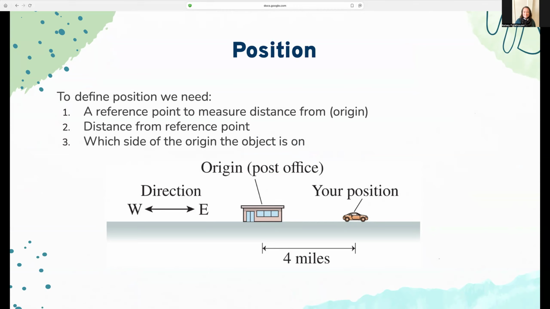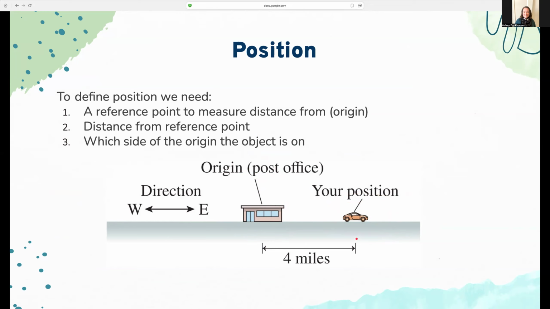We need the distance that our object of interest is from the reference point, and we need to know on which side of the origin the object is. So in this image below, the origin is set as this post office here. And oftentimes in problems you can set the origin yourself, although sometimes there's a clear thing to set as the origin. And then the position we're trying to define is of this car, and apparently you're in the car. And the car is to the right of the post office.